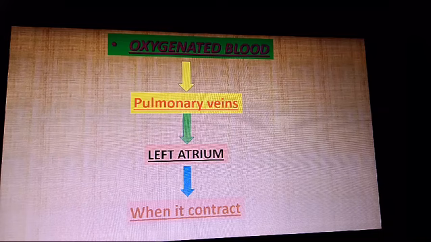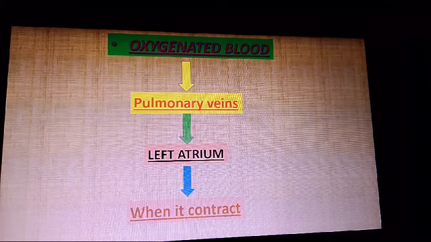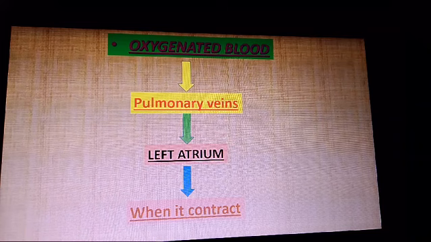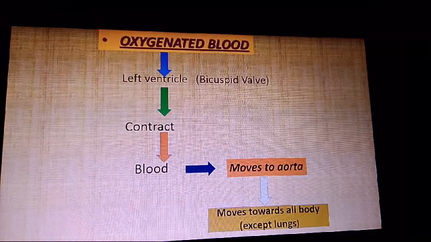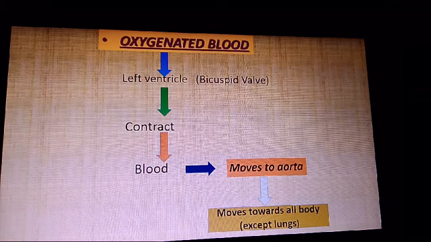Now come towards the pathway which oxygenated blood follows in the body. Oxygenated blood is a type of blood which is rich in oxygen. This blood is brought by the pulmonary veins to the left atrium of your heart, and when your left atrium contracts, what happens? Your oxygenated blood moves towards the left ventricle, and when the left ventricle contracts, the blood moves towards the aorta, and from the aorta it moves towards all the body except the lungs.